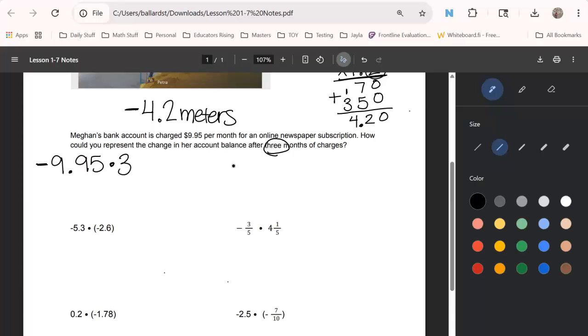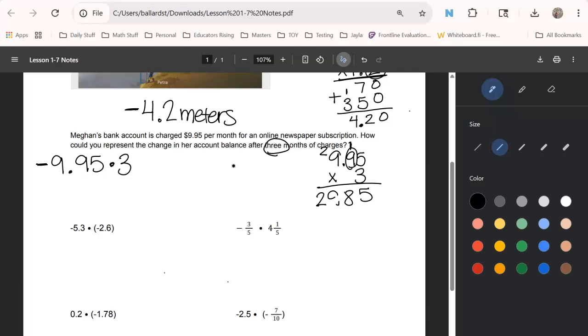Okay, and then to do that by hand, we're going to do 9.95 times 3, like this. Remember, we always want to put the number with the smaller digits, or the least amount of digits on the bottom, because that is less work for you. We're going to do 3 times 5, that's 15, carry your 1. 3 times 9 is 27, plus 1 more is 28, carry your 2. 3 times 9 is 27, plus 2 is 29.